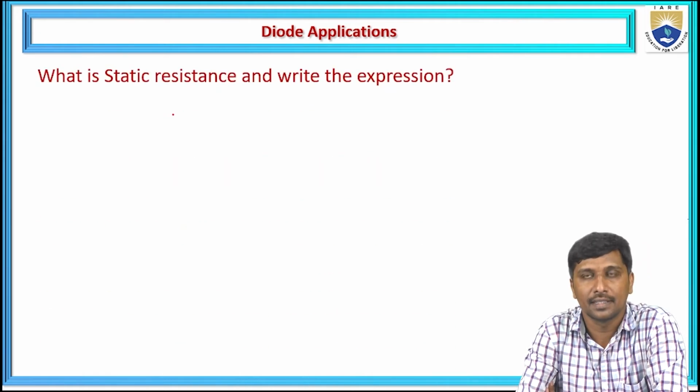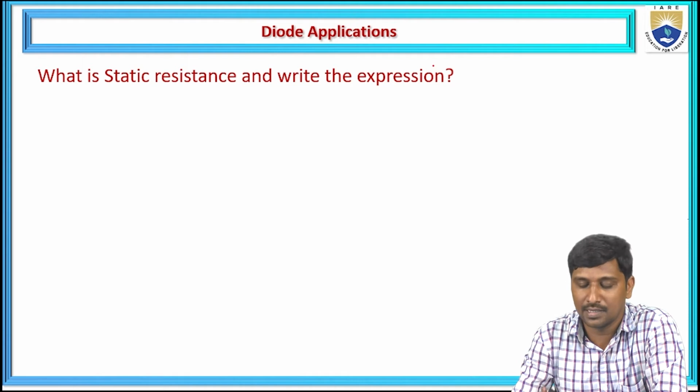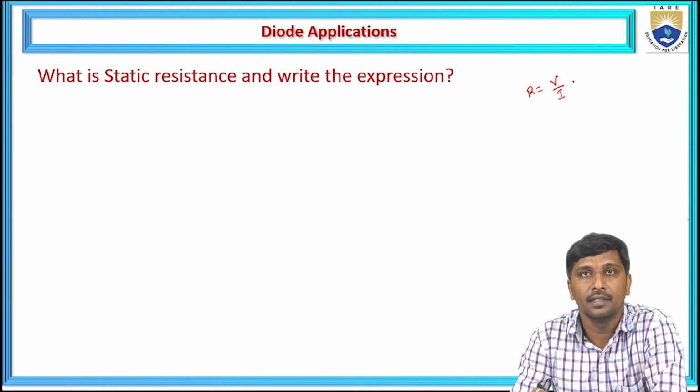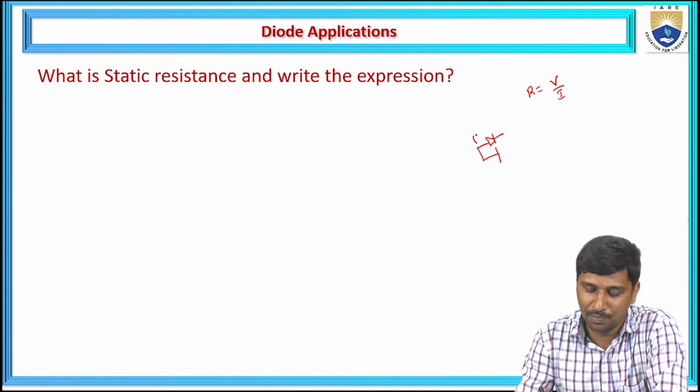Now, what is static resistance, and write the expression related to a diode. Generally, any static resistance is defined as the ratio of voltage to current. Here, the static resistance is observed under forward bias. When the P-N junction diode is connected with the P-type material to the positive of the battery and the N-type material to the negative of the battery, the junction is forward biased.